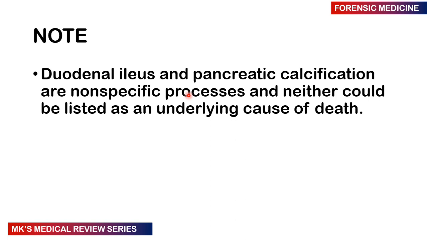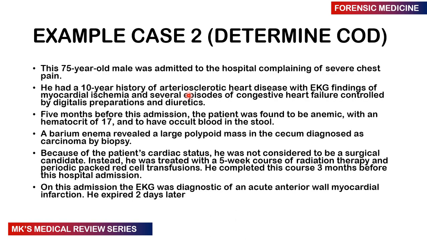We come to case 2. A 75-year-old male was admitted to the hospital complaining of severe chest pain. He had a 10-year history of atherosclerotic heart disease with EKG findings of myocardial ischemia and several episodes of congestive heart failure controlled by digitalis preparations and diuretics. 5 months before this admission, the patient was found to be anemic with a hematocrit of 17 and to have occult blood in the stool.